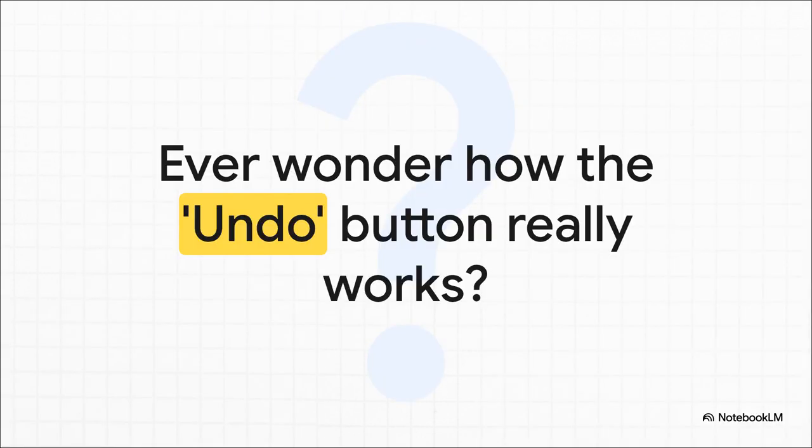So let's start with something you probably do a dozen times a day. You're typing. You make a mistake, and what do you do? You hit Control-Z, and bam, your last action is gone. But have you ever stopped to wonder how your computer actually knows what your last action was? Well, the answer is a beautifully simple data structure called a stack.